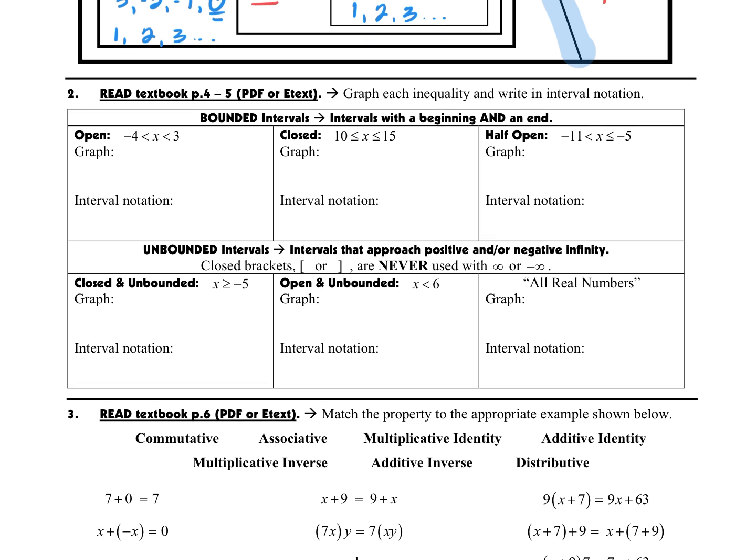The next thing that we're going to look at is looking at writing things in interval notation. Now, your Algebra 2 teacher may or may not have had you do this, so we want to make sure that everyone is comfortable with this.